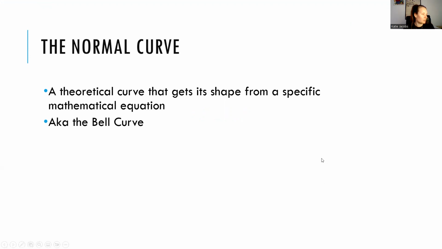There was a super controversial book called The Bell Curve. I've never read it. I just know that it was super controversial.